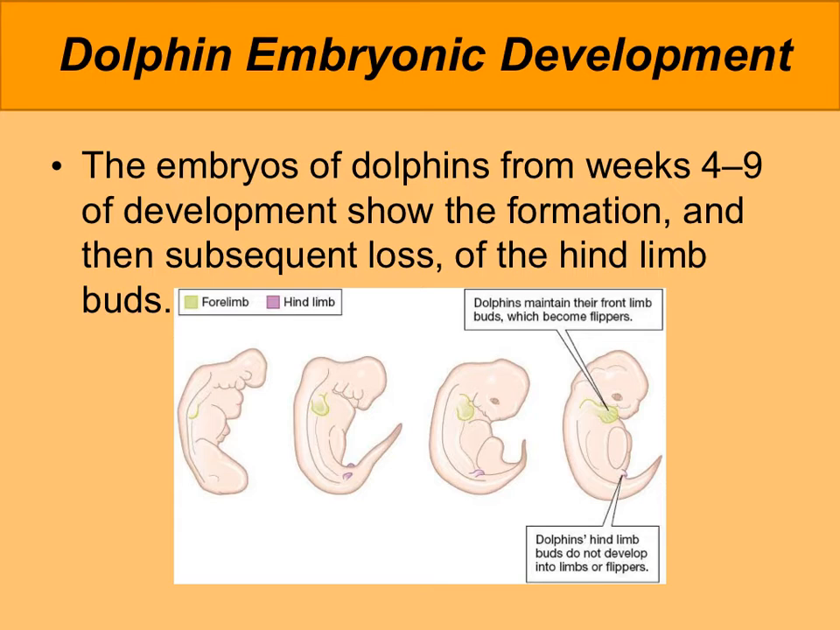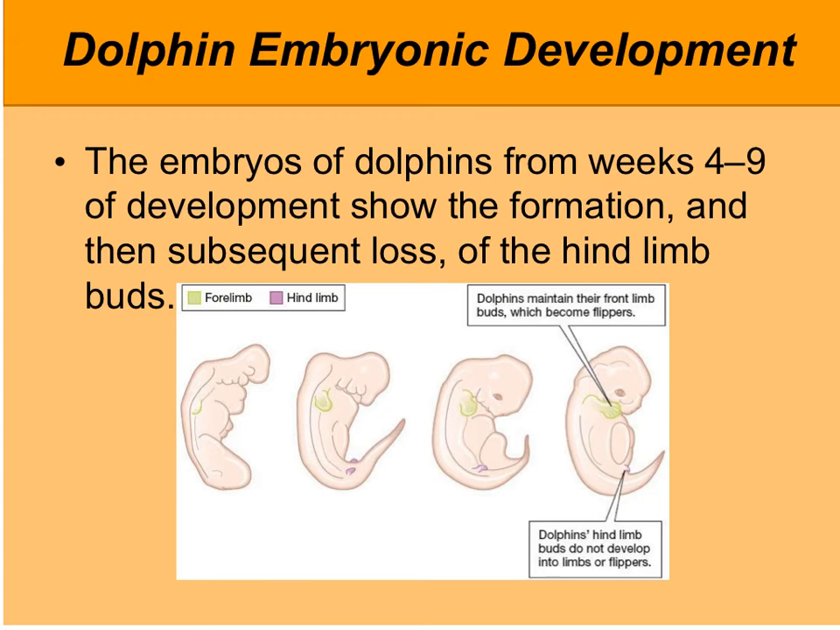So here we are with, again, this is kind of going over embryos of dolphins from weeks. So forelimb and hind limb buds. Dolphins maintain their front limb buds. They develop into flippers, of course. They're not going to walk, but the hind limb buds do not develop because the genes get turned off.